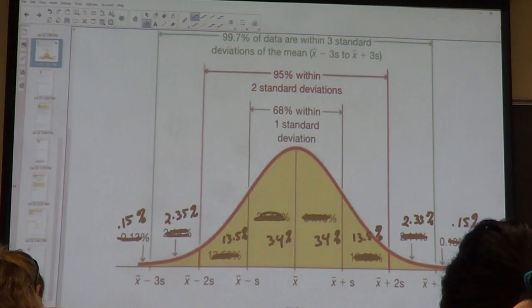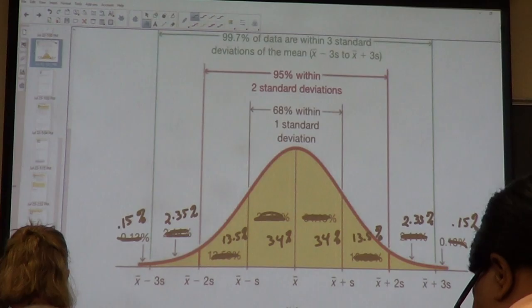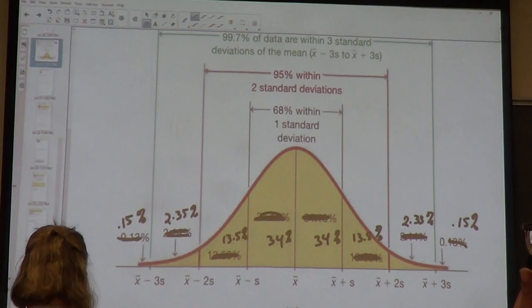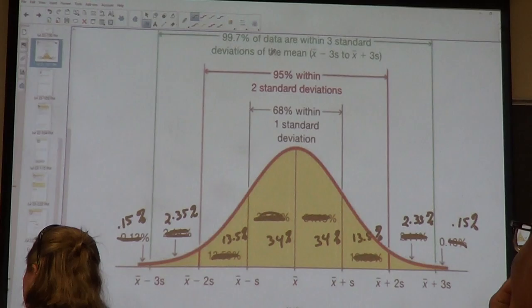Now, why are you not using those numbers? Those came from this book, which I didn't use; I used my math lab. This book, instead of 68%, used 68.26%. Instead of 95, it used 95.44. Instead of 99.7, it used 99.72. But if you take any stats class, they usually call it the 68, 95, 99.7 rule.